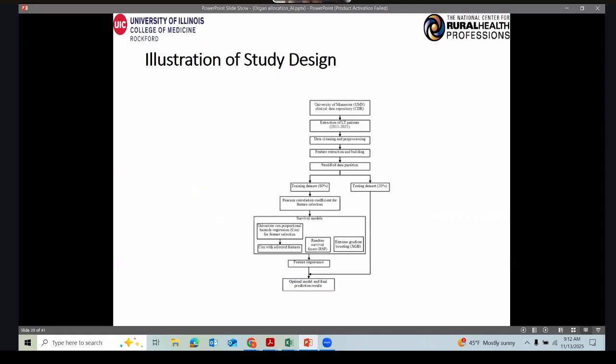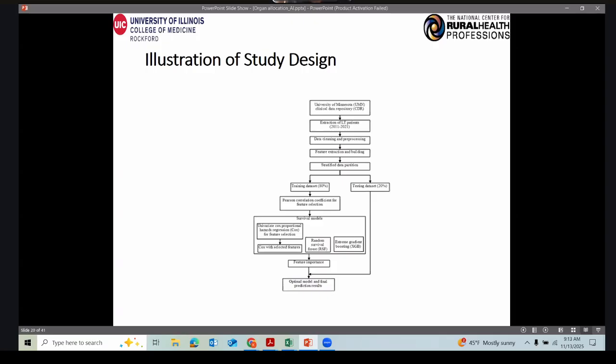This is an illustration of our study design that shows the overall workflow of how we build and evaluate our ML model for post liver transplantation survival prediction. We start with data from the University of Minnesota, which includes detailed electronic healthcare record data for liver transplantation patients from 2011 to 2021. From this database, we extracted all the patients who underwent liver transplantation during that period. The next step was data cleaning and pre-processing.